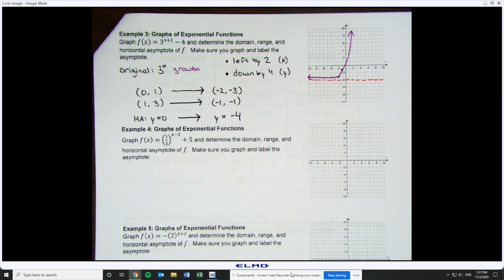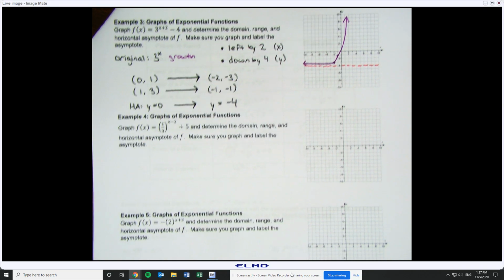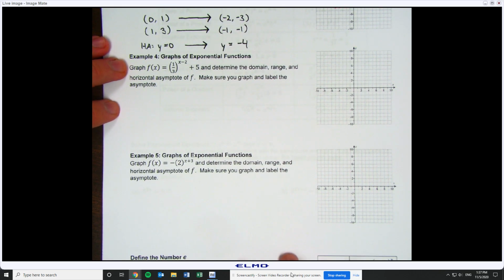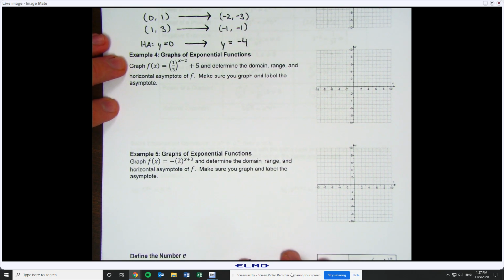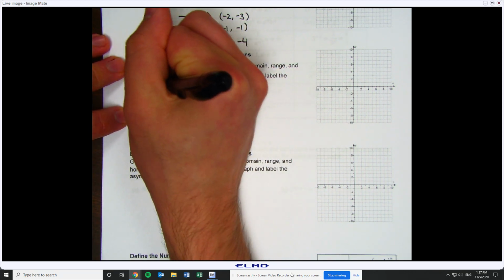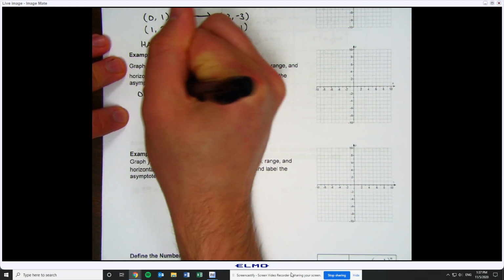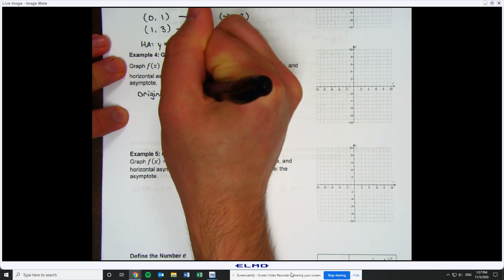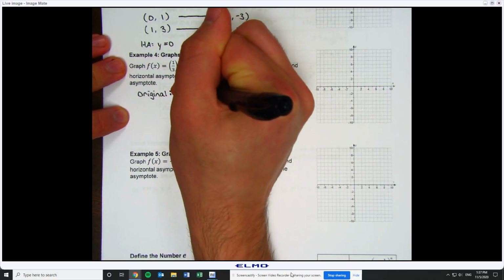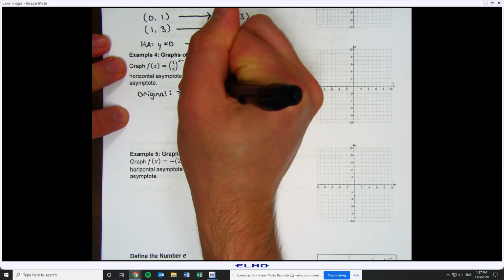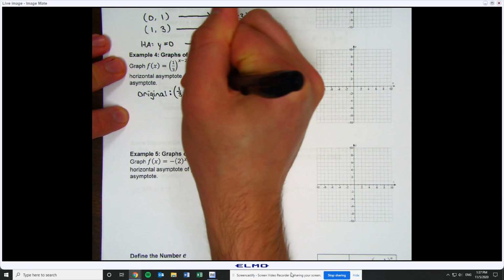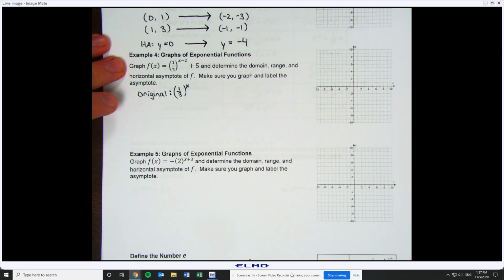Now, these are probably the most confusing problems I'm going to give, so I'm going to do a couple more just to kind of help make sure that we're all on the same page. So looking at this next one, we're going to start by writing down the original. So the original function right here, my base is 1/3 and exponent x. Got it.